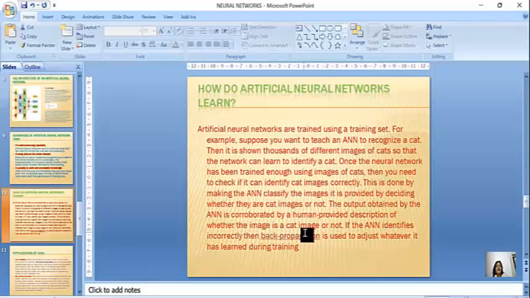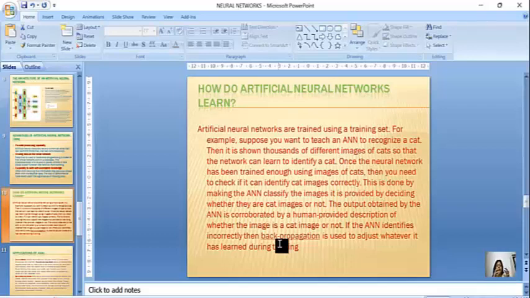Now, if the ANN identifies incorrectly, then backpropagation is used to adjust whether it has learned during this training or not. So that means after creation of an ANN network, proper training should be given. And the training should be given by providing huge data, huge numbers of images. The data can be image, video, or text. So the training should be done.